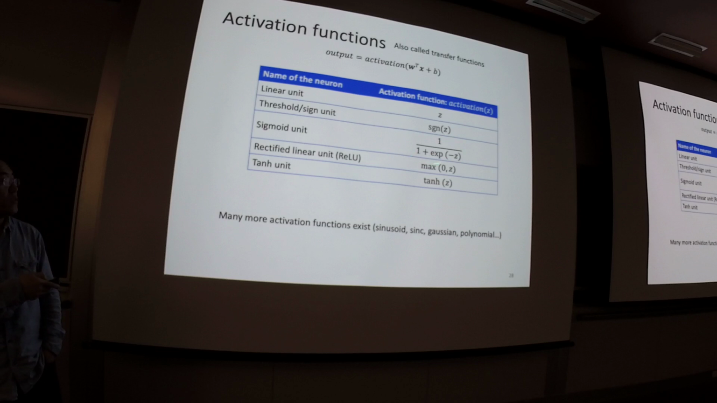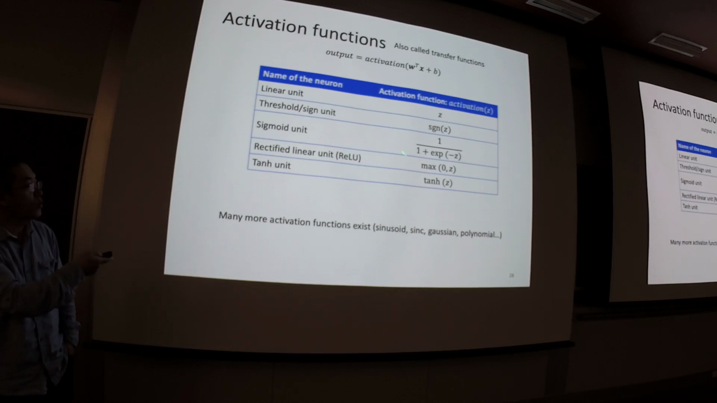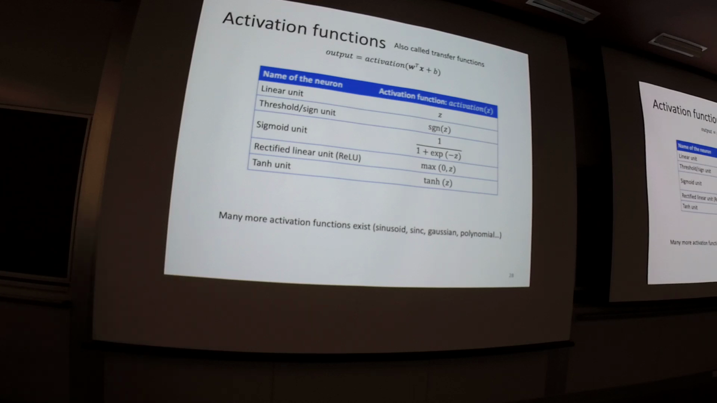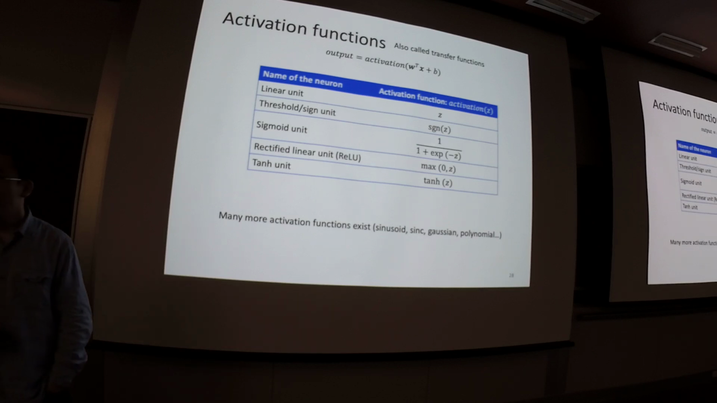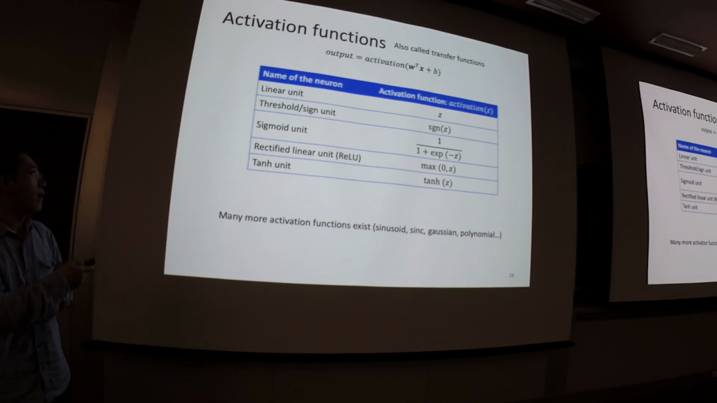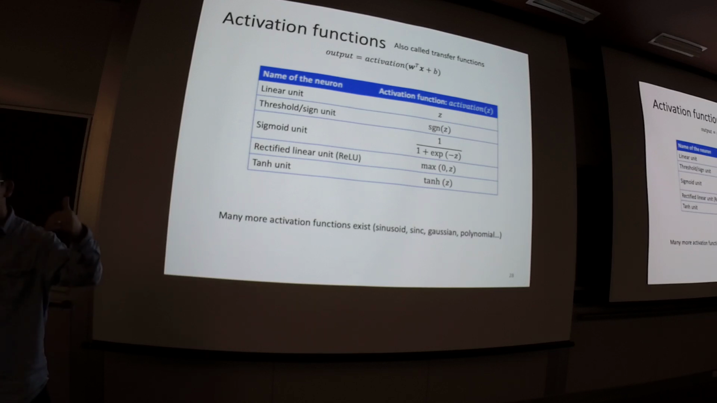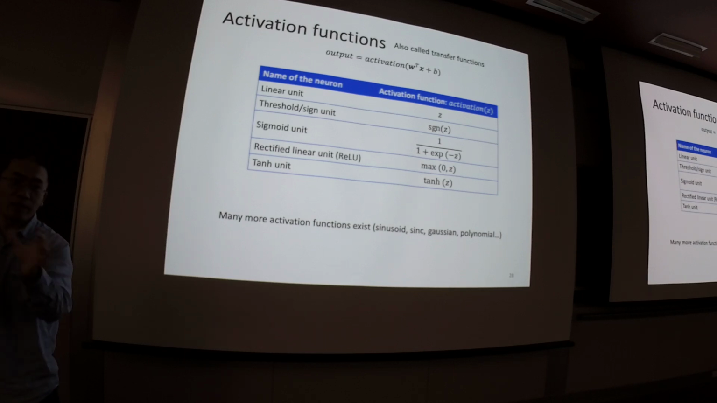So what's the output range for the sigmoid unit? Any idea? Can anybody tell me what's the output range of the sigmoid unit? Bigger than 0? So between 0 and 1. Yes, between 0 and 1. The benefit is that it can squeeze the output into a range between 0 and 1, so it is easy to deal with.